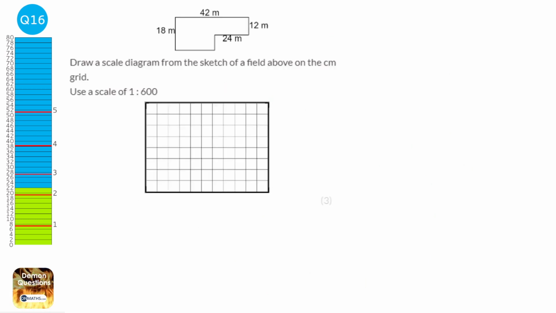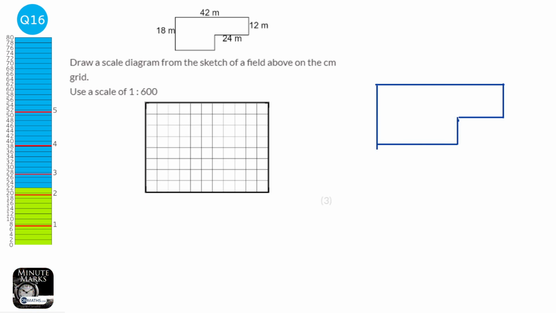88.8. First thing I'm going to do to answer this question is I'm just going to quickly draw out the shape again, just so I can kind of show the calculations a bit easier. Okay, the first thing I'm going to do on the diagram is convert all of these lengths to centimetres.